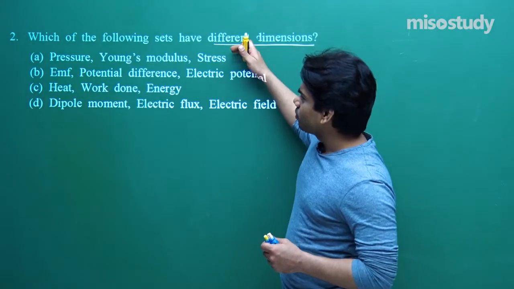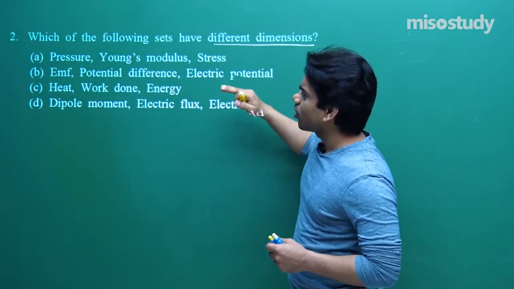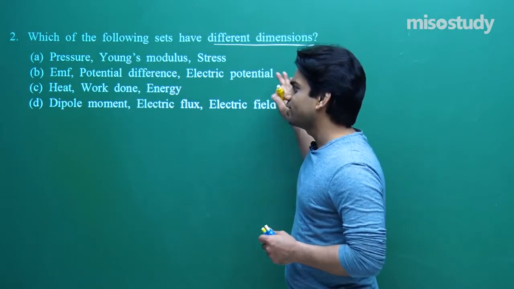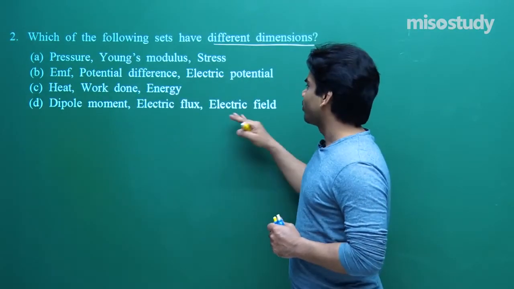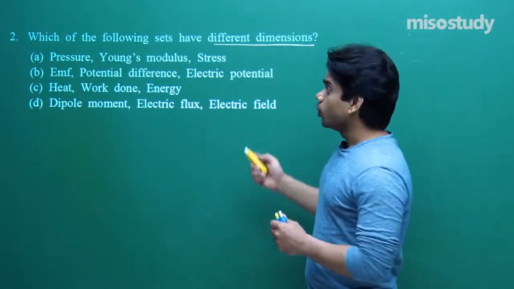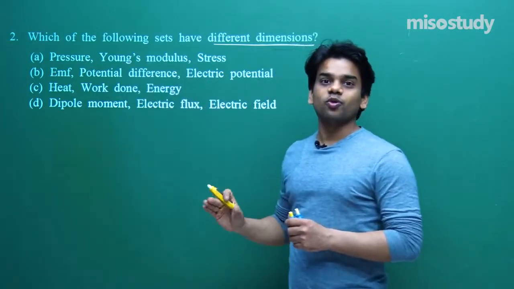So option A has got pressure, Young's modulus and stress. B has got EMF, potential difference, electric potential. C is heat, work done and energy, and D is dipole moment, electric flux, electric field. So what we are going to do, we are going to check each of the terms, what dimension they actually have.